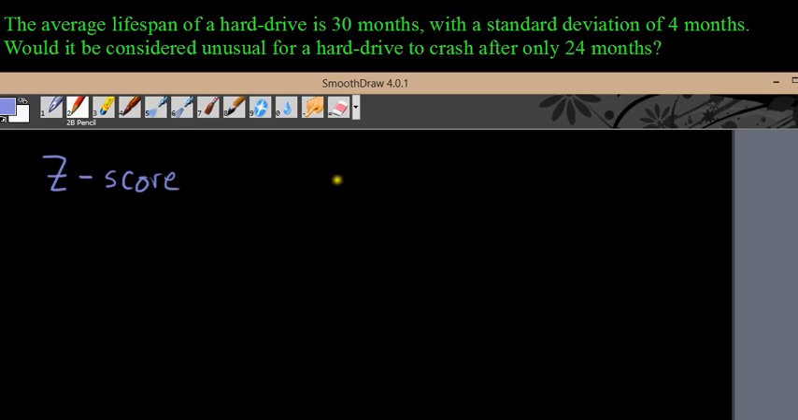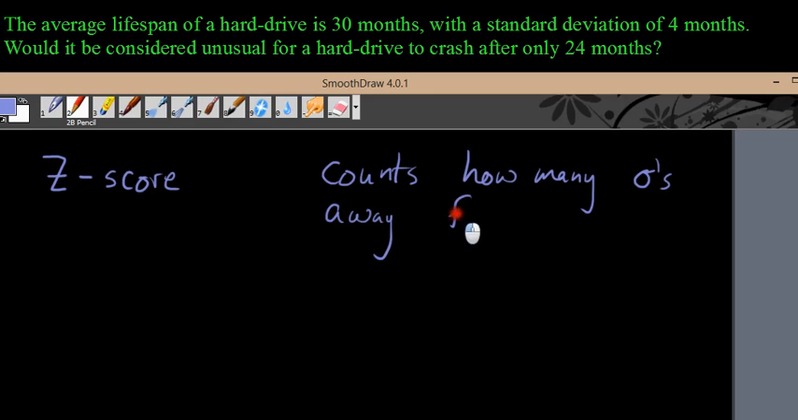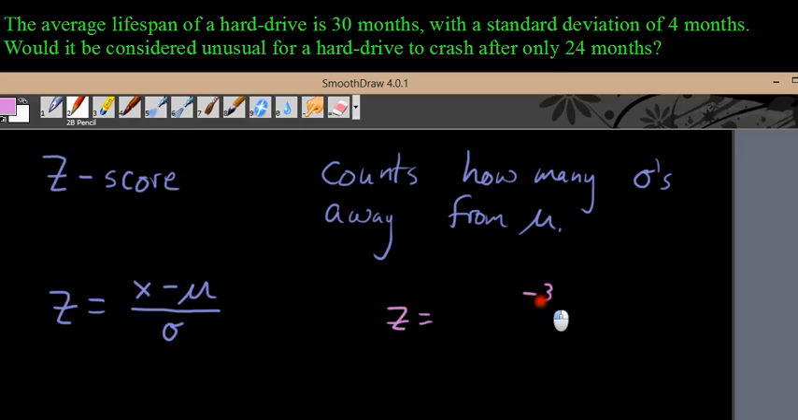So z-score, all the z-score is, it counts how many standard deviations you are from the mean. And the formula for it, well, to count how far you are from the mean, you see how far you are from the mean, and then scale that in terms of your standard deviation. All right. So for this problem, our mean is 30 months. So we have z is, well, it has a minus 30 in it. Our standard deviation is 4, so we're going to be dividing by 4.